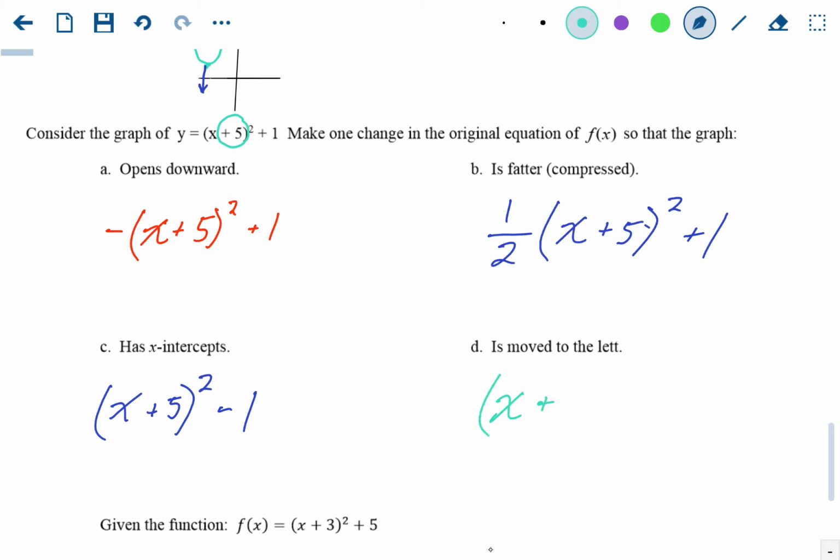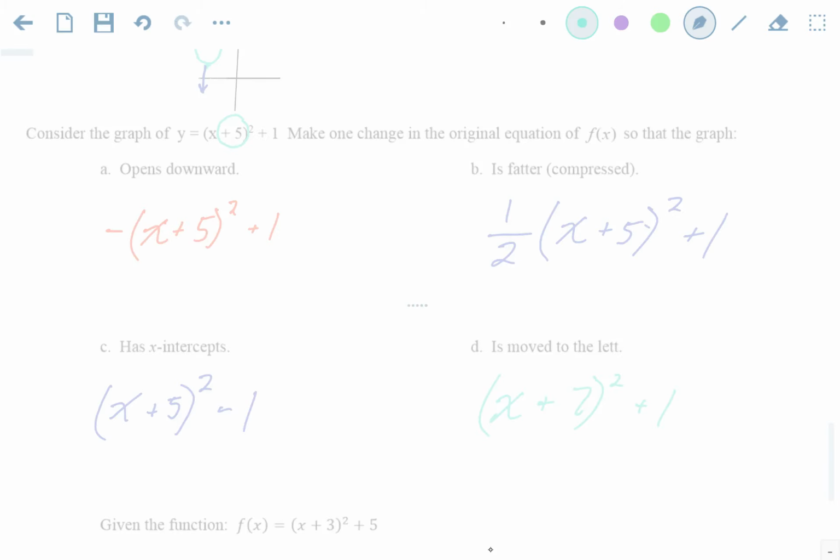You can do 6, you can do 7, you can do 10, you can do 100. Doesn't matter. Let's do (x + 7) squared plus 1. Okay. If you wanted to move that to the right, you would have to subtract from that inside part of the function. Because remember, minus h moves it to the right, plus h moves it to the left.